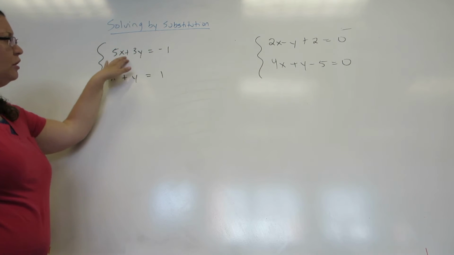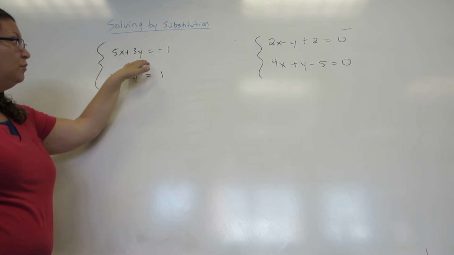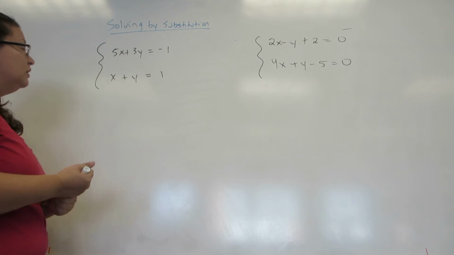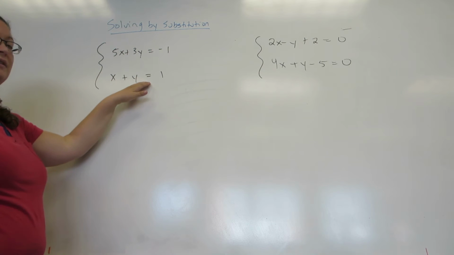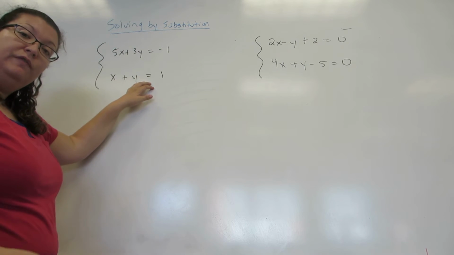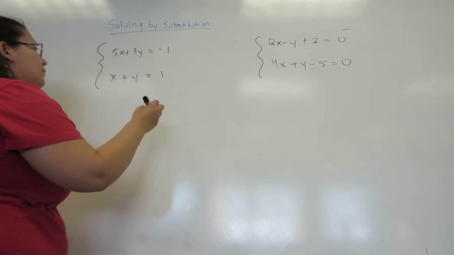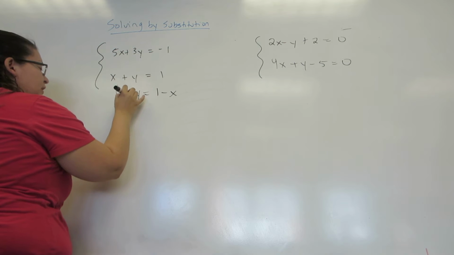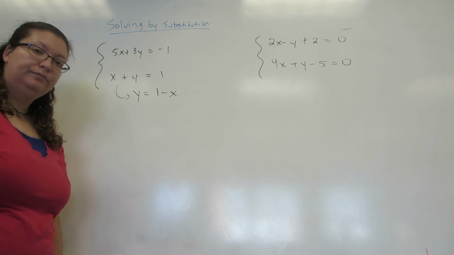So I don't want to solve this first equation for either x or y, because it would mean I'd have to divide, introducing fractions. Instead, I'm going to solve the second equation for one of the variables. It doesn't actually matter which variable I solve for, I will get the same answer in the end. So I'm going to solve this second equation for y.